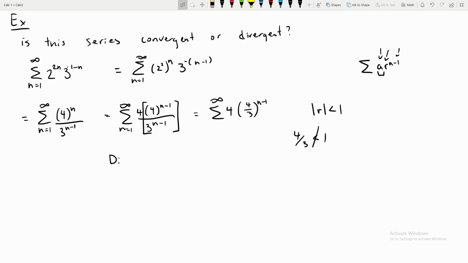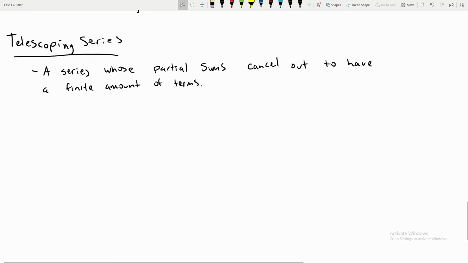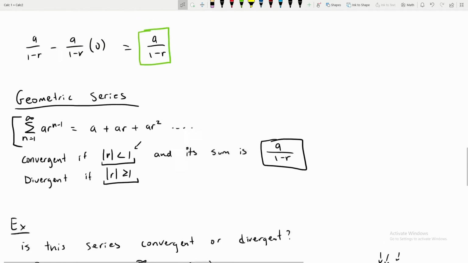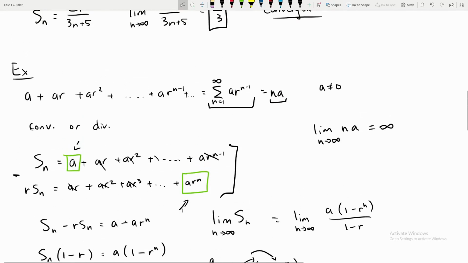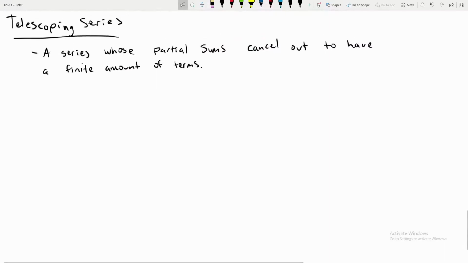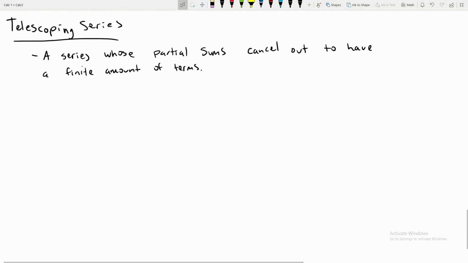Moving on to another type of series, this is called the telescoping series, and it's basically a series whose partial sums cancel out to have a finite amount of terms. As we saw before, we did something similar over here, where we built these two equations and then canceled out these terms to only be left with these two terms. This right here really isn't an example of a telescoping series, but I will give you a good example of how that same concept will be applied.